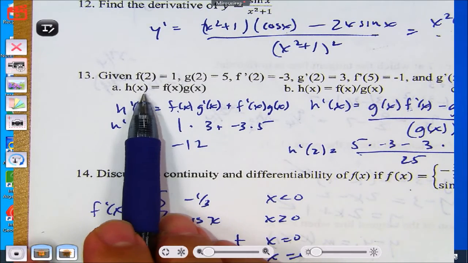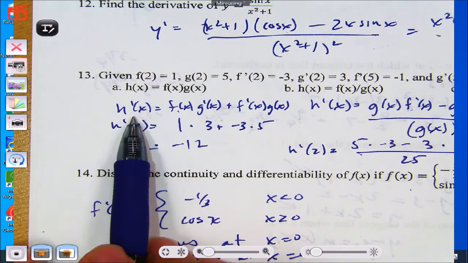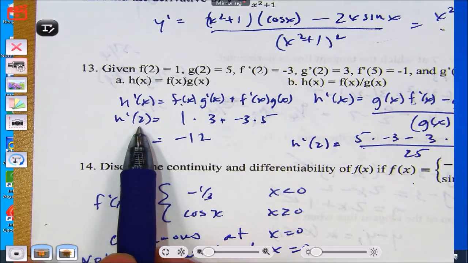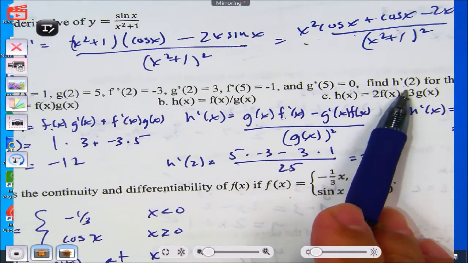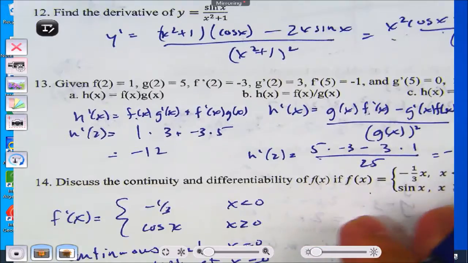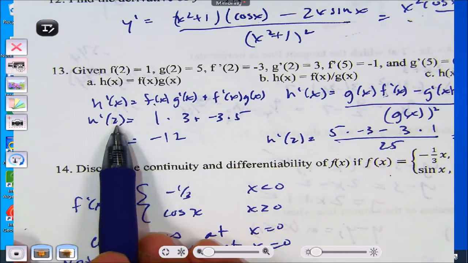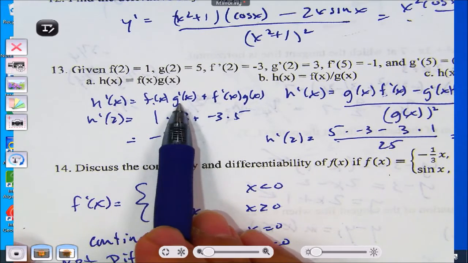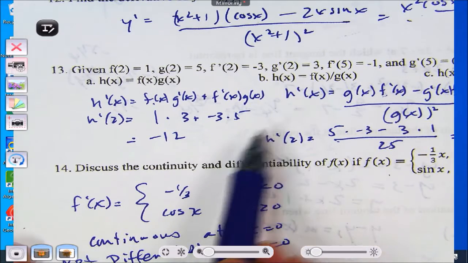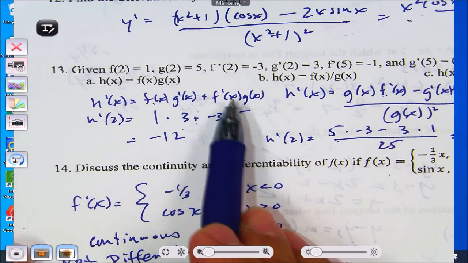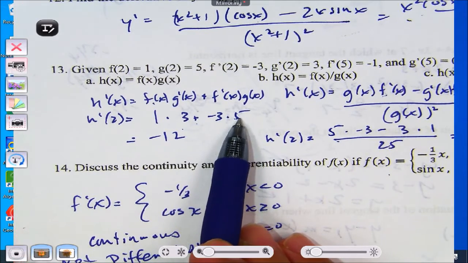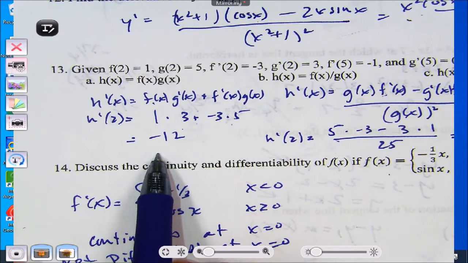So for h of x equals f of x times g of x, that requires the product rule. So h prime of x is that, right? Remember, you apply the product rule. You're asked to find h prime of 2 for all three versions of h. So you plug in 2 into here. f of 2 is 1, that's where that 1 comes from. And g prime of 2 is 3, so that's where that 3 comes from. Plus f prime of 2 is negative 3, and g of 2 is 5, so that's where that 5 comes from. So that's 3 minus 15, and that's how I got negative 12.